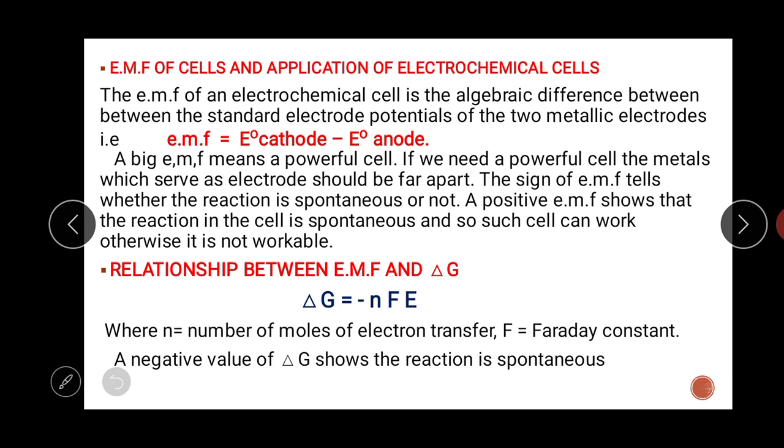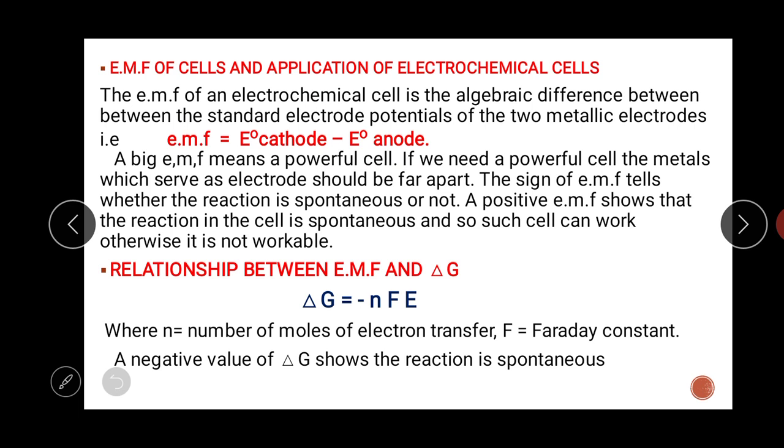EMF of a cell. I told you that E naught is used to represent the EMF of a cell in an electrochemical series. Let's look at the application. The EMF of this electrochemical cell is the algebraic difference between the standard electrode potentials of the two metallic electrodes being used. So the EMF is the EMF of the cathode, the one used as the positive electrode, minus the EMF of the anode, the one used as negative. A big EMF means a powerful cell. If we need a powerful cell, the metals which serve as electrodes should be far apart.